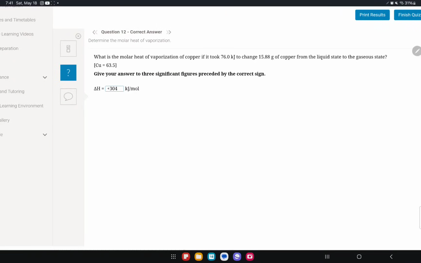What is the molar heat of vaporization of copper if it took 76 kilojoules to change 15.88 grams of copper? Okay, molar heat means 1 mole. 1 mole of copper is 63.5 grams. So what did they give us? They gave us 15.88 grams is 76, right? How about 63.5 grams? How many kilojoules? X kilojoules, right? If you cross multiply, you're going to get 304.